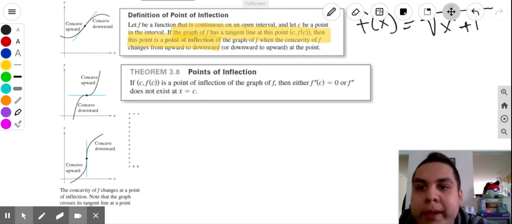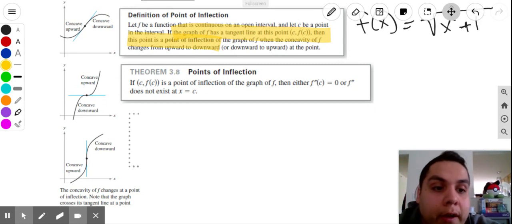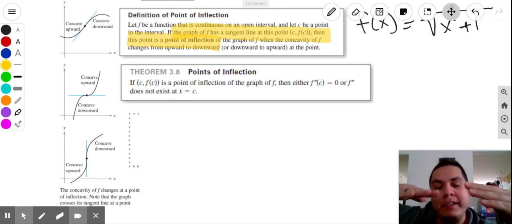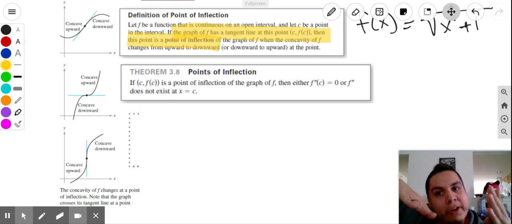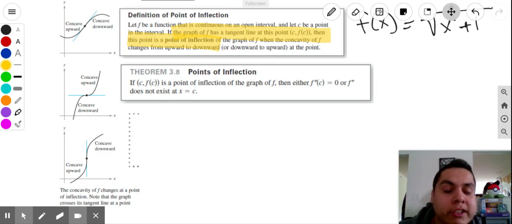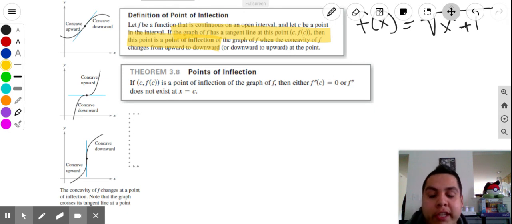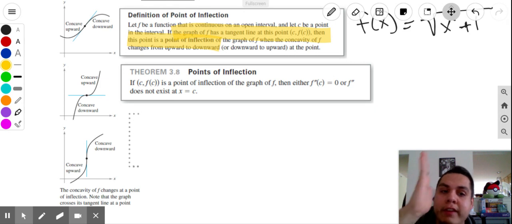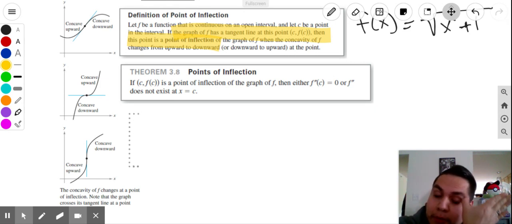So the first one is we have the black graph and then we have that tangent line. Notice how it cuts through the graph, but notice how it's to the left of it. The tangent line is underneath the graph and then it changes to being over the graph. And that's the same kind of behavior we have in the second graph, where the tangent line is above the graph on the left side, but then it changes. Then the tangent line is underneath the graph after that inflection point.